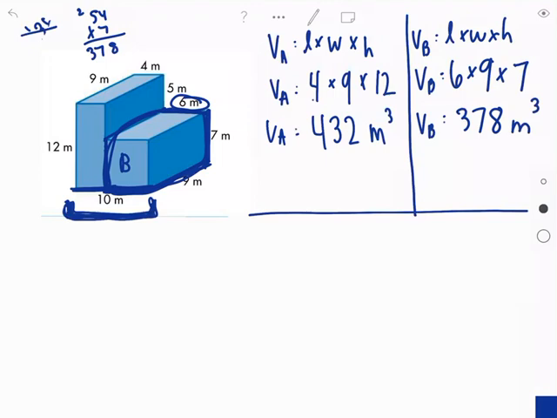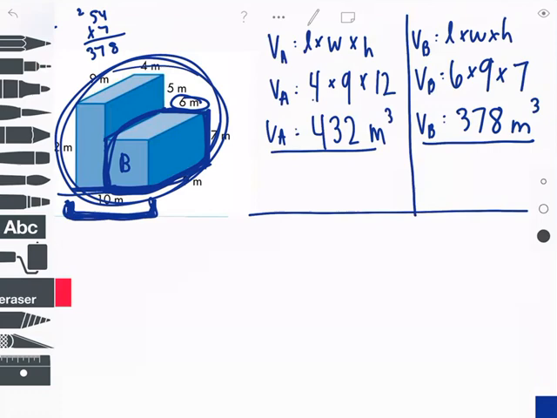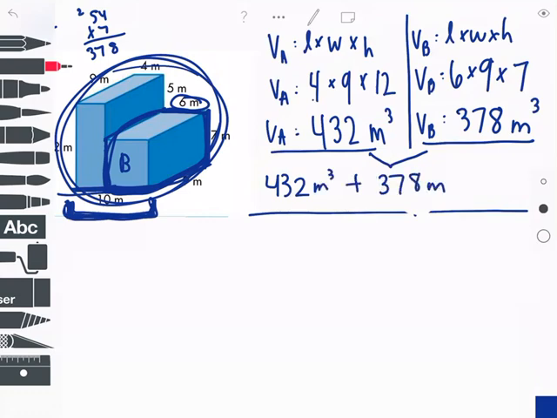Okay, so now that you have the answer for volume A and volume B, we have to combine them because this is only for A, this is only for B. Now we want to know the volume for the entire thing. Since there's no formula to just multiply all these numbers together, we have to find A and B separately and then combine them. So in order to do that, we would take volume A and volume B and add them together. That's how we combine.